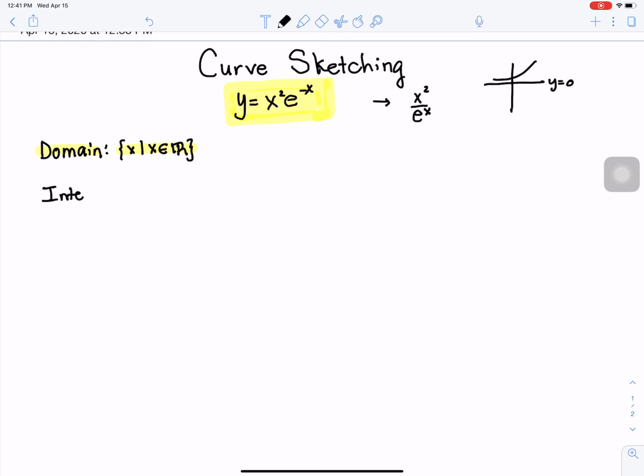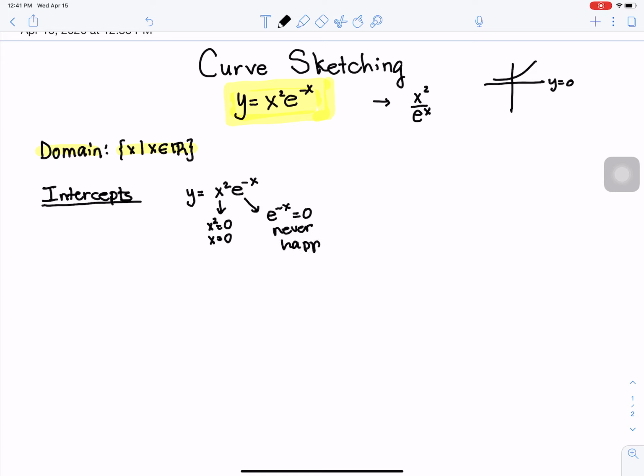Intercepts. So x-intercepts, y-intercepts, we look at the factors. So you can either look at the function with the e to the x on the numerator or the e to the x on the denominator. We ask ourselves, what makes x squared equal to 0? Well, we know that clearly that's x equals 0. Where does e to the minus x equal 0? Well, it never does.